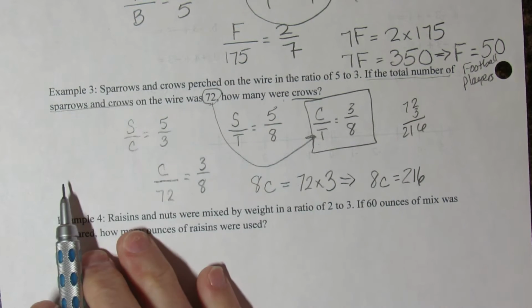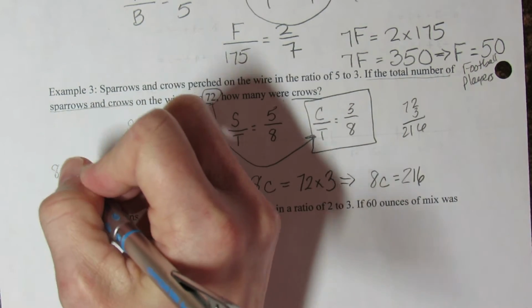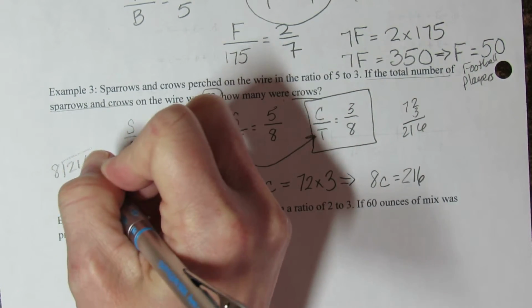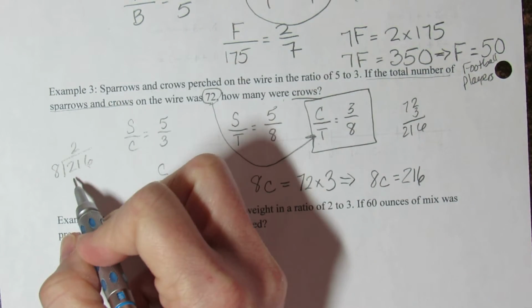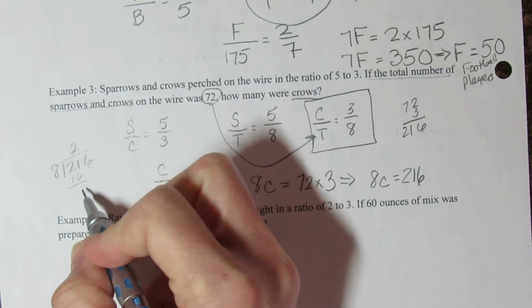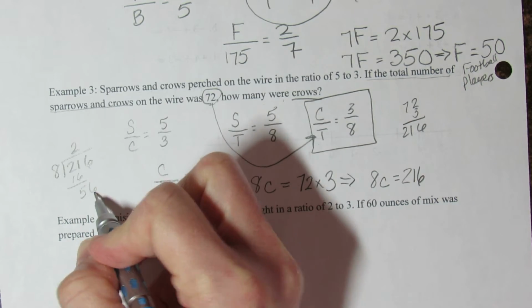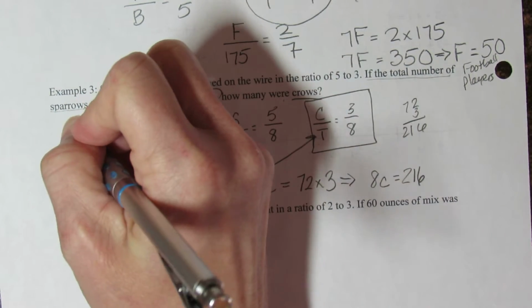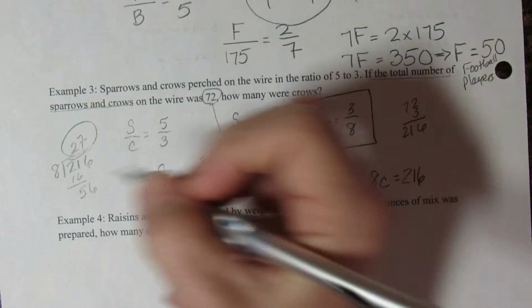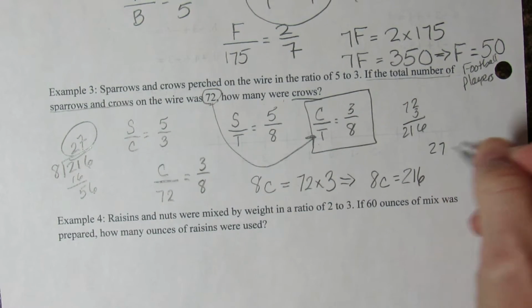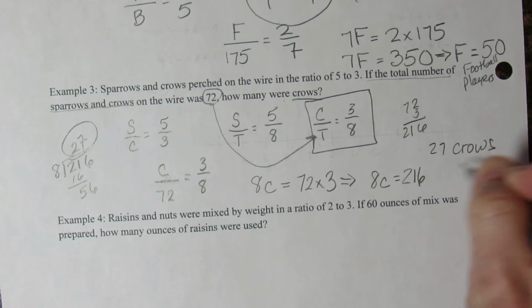So I'm going to jump over here to do that. 8 divided into 216. 8 goes into 21 2 times. 2 times 8 is 16. Subtract, you get 5. Bring down your 6. 8 goes into 56 7 times. So C is 27. So the answer is 27 crows.